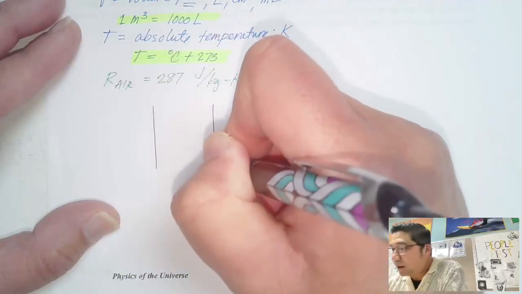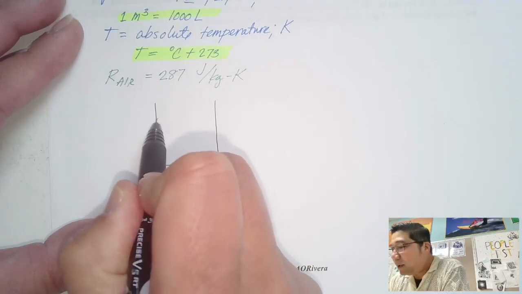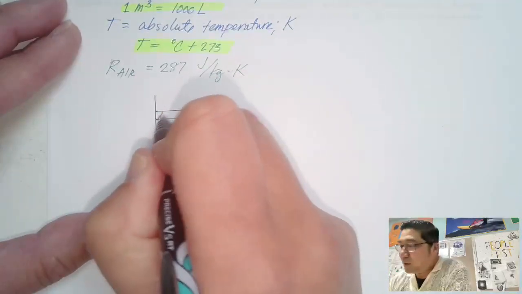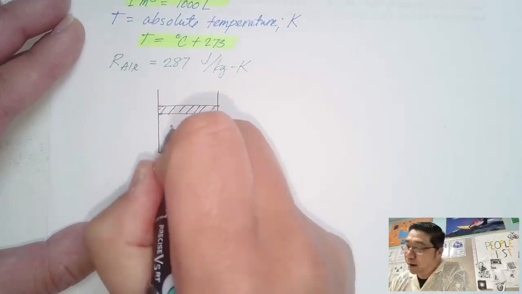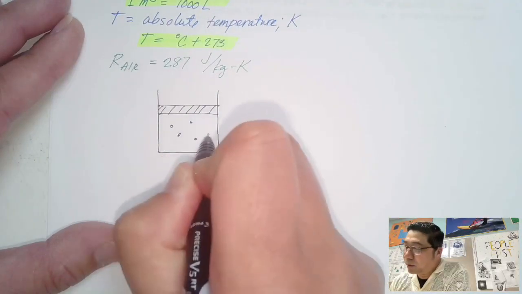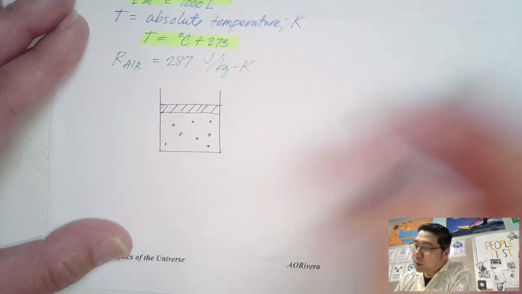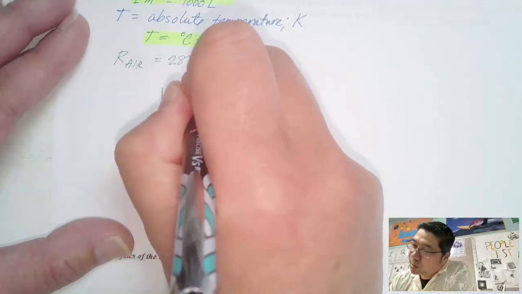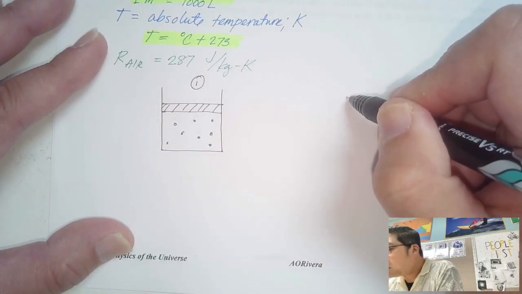Okay, so we have gas inside, an ideal gas, and we have a movable piston. Let's say this piston can go in and out. So we have a certain amount of molecules inside. Let's call this one condition number 1. And then we have the second one, which is the same one.